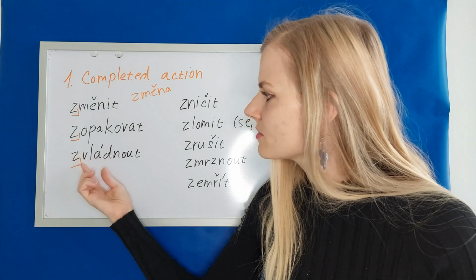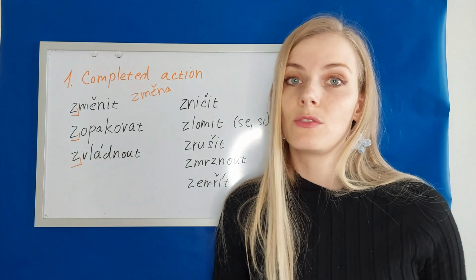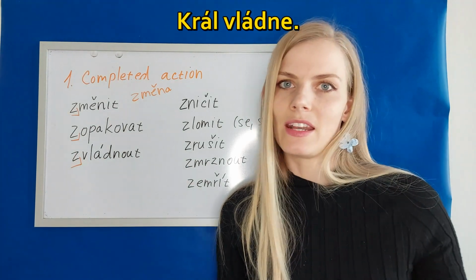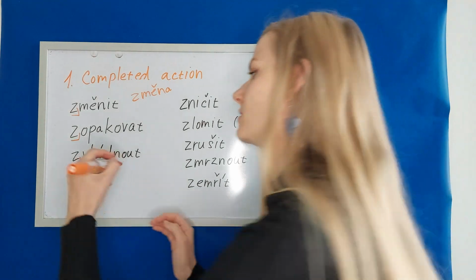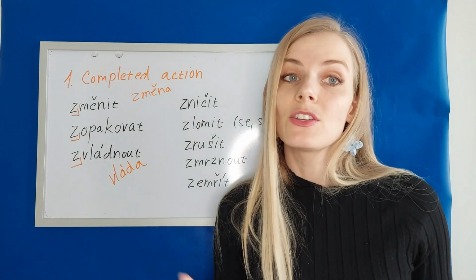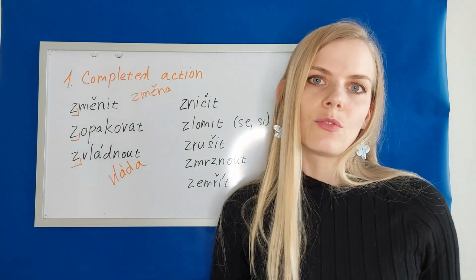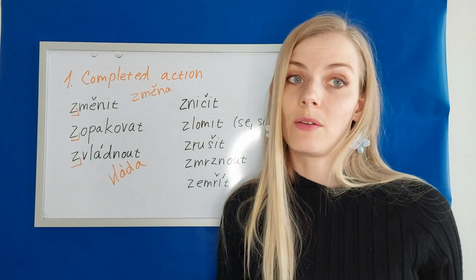When you look at this verb itself, vládnout means to govern, to rule, like the rulers, the king, král vládne, the king rules. From that we have vláda, the government. So vládnout. But when we say zvládnout, it kind of changes the meaning a little bit. You end up governing your skills and then you manage something.